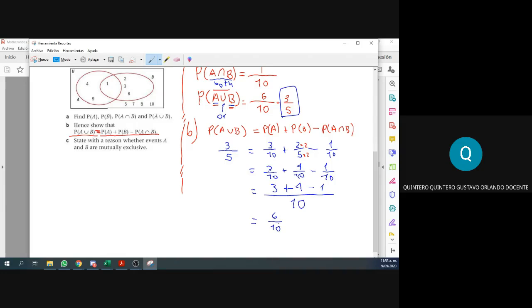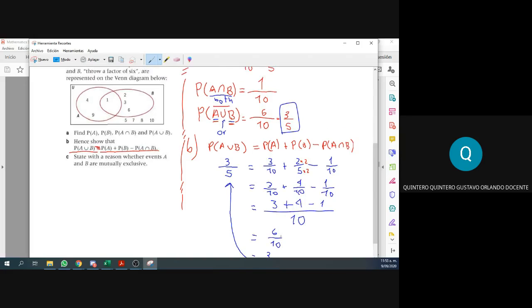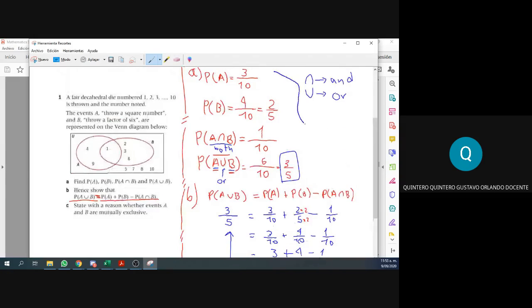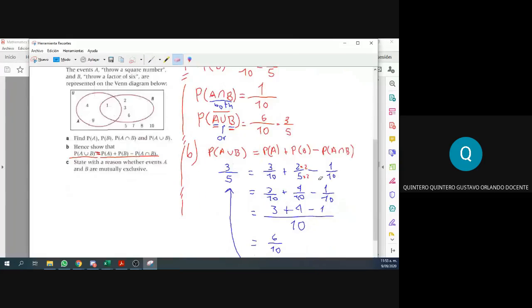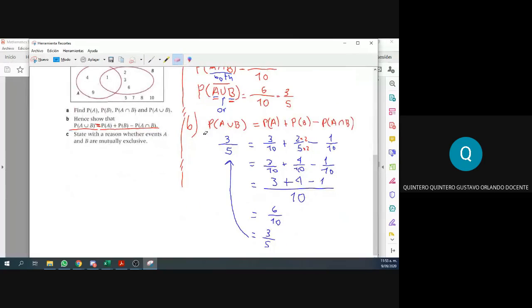But look at that. 6 over 10 can be simplified. 6 over 10 is exactly 3 over 5, which is exactly the first part. Look at that. By using what we knew, we showed this little formula over here. Cool. All right, this is how you do it, guys.